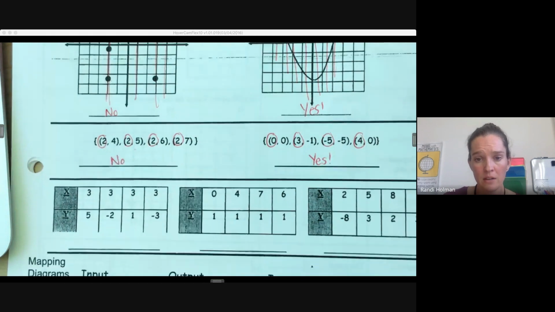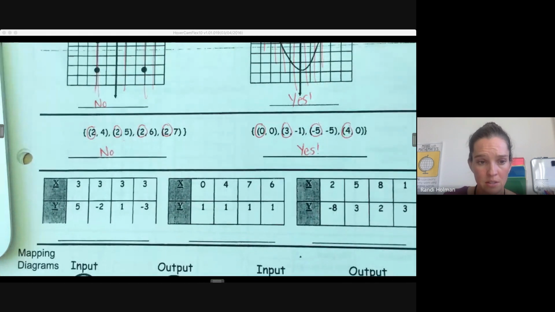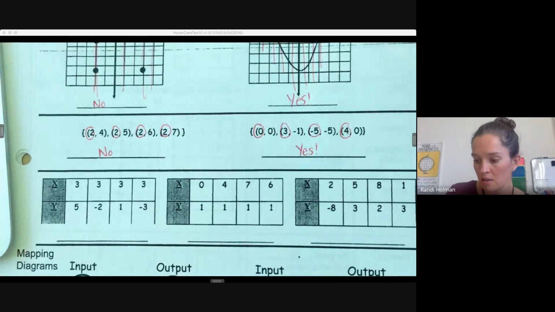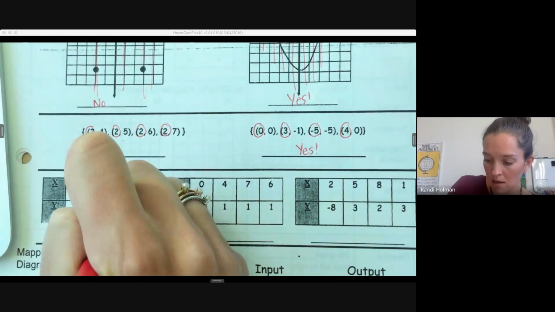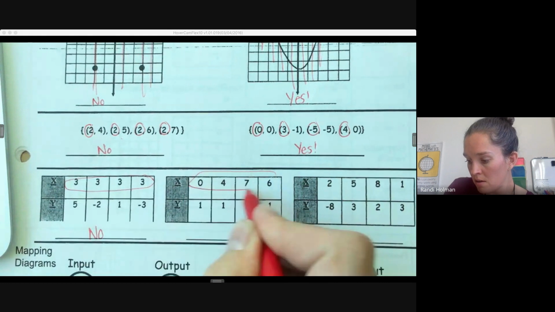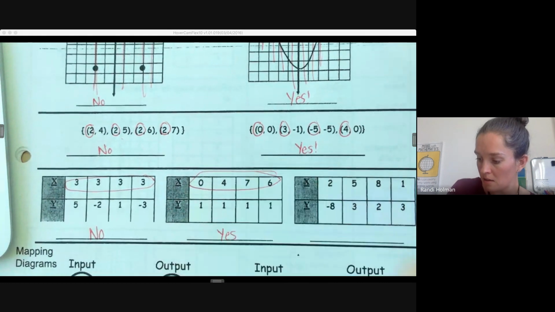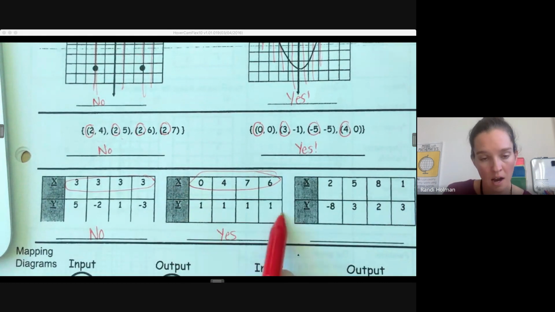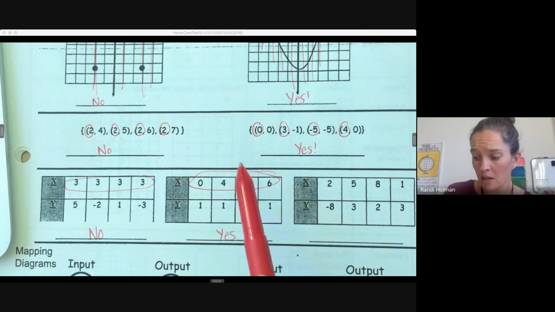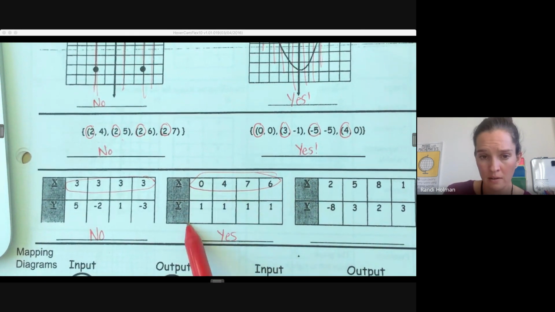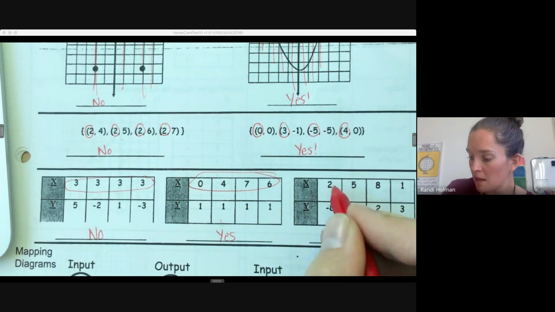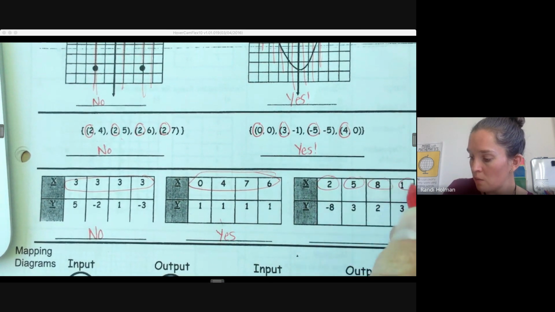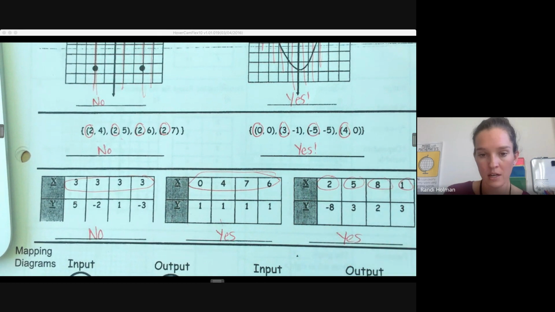Okay, different way to look at ordered pairs, but we're still just looking at ordered pairs here. So I'm looking at my x values. Oh, repeats, not a function. Does not repeat, yes, a function. And look here, I don't care that the y repeats. If I tell you I put in 0, you know I get 1. If I tell you I put in 4, you know I get 1. And one last one here, 2, 5, 8, 1, yes, function.